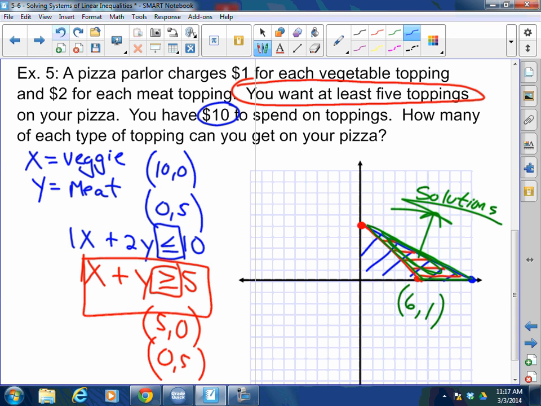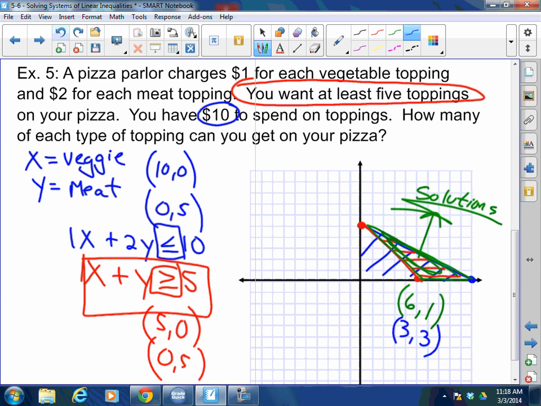We could do 3 and 3. 3 and 3 works. Oh, actually, no. Yes, it does. 3 plus 3 is 6, and 6 is greater than or equal to 5. And 3 plus 6 is 7, and 7 is less than or equal to 10. Yes, it does. As long as it's inside that shaded region, you test it, but it's always going to work.